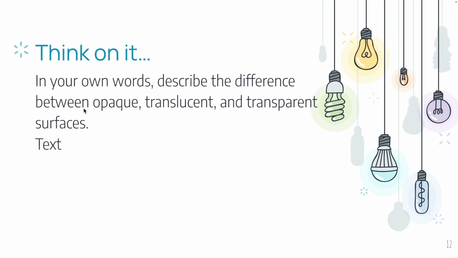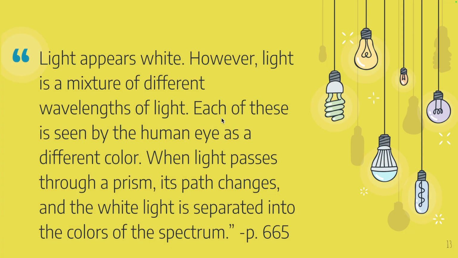So stop and take a minute and think on it. In your own words, describe the difference between opaque, translucent, and transparent surfaces. You can pause this video and answer it. Just to summarize, an opaque surface or object wouldn't allow any light to pass through, whereas a translucent would let some pass through, and a transparent would allow nearly all light to pass through. And this is a spectrum from one to the next.